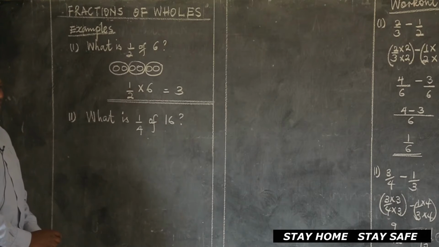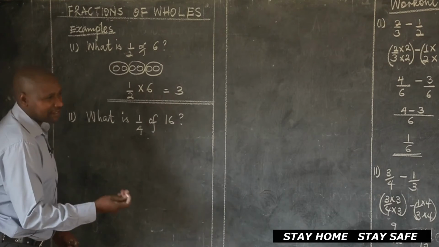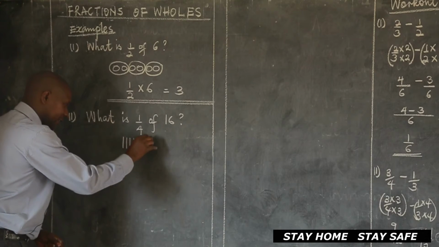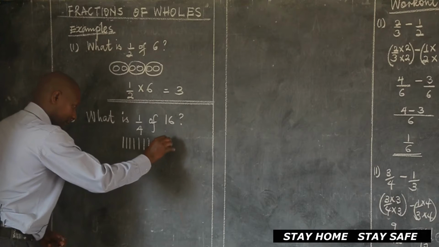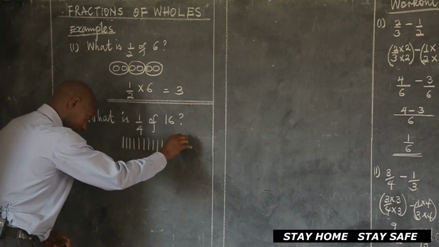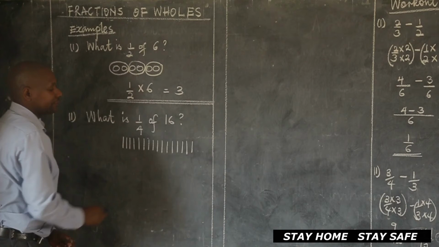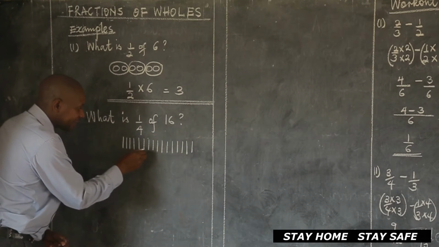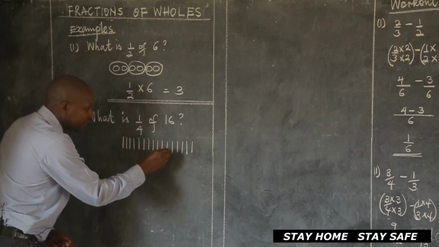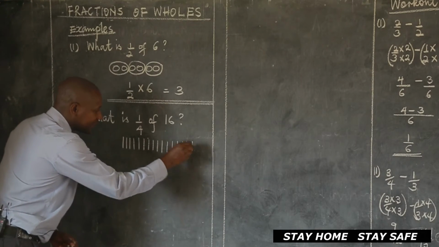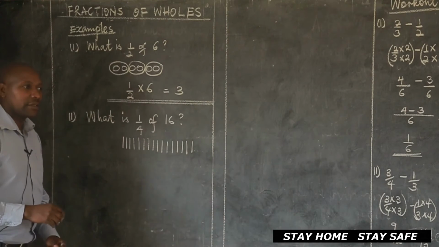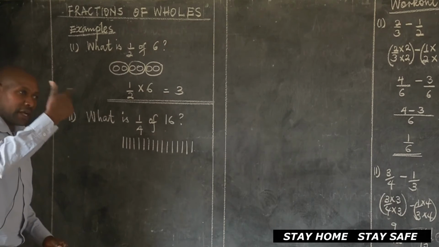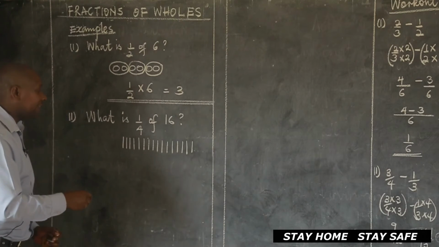16 objects. They can be pencils. Let's have 16 pencils and see. 1, 2, 3, 4, 5, 6, 7, 8, 9, 10, 11, 12, 13, 14, 15, 16. Let's count them again and observe exactly. Now group them in 4s. Grouping them in 4s means we count 4, that is a group. We count another 4, another group, like that until we finish them.